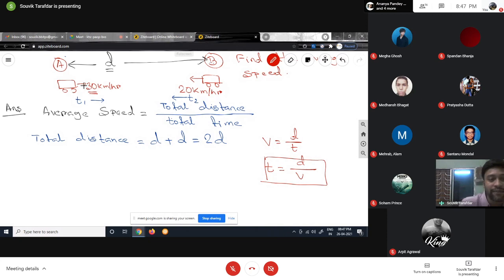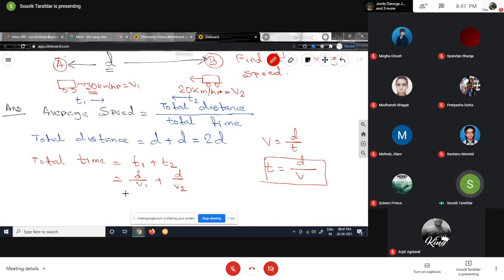See one thing, total time is T1 plus T2. T1 is equal to D by V1, and T2 is equal to D by V2. Now see, V1 we are considering as 30 kilometer per hour, and V2 is 20 kilometer per hour.